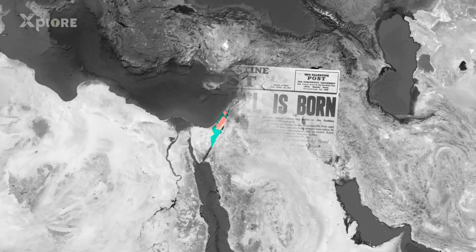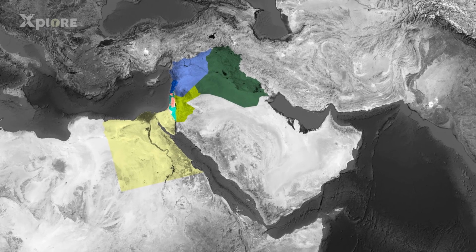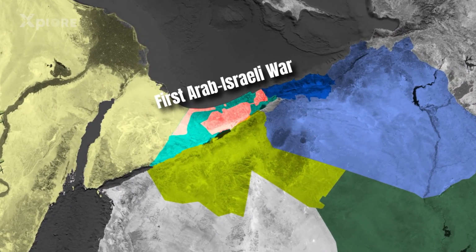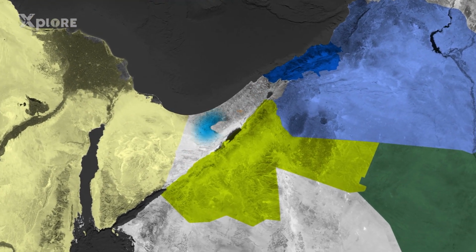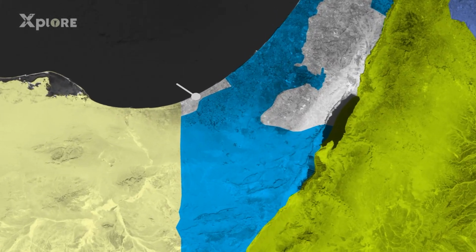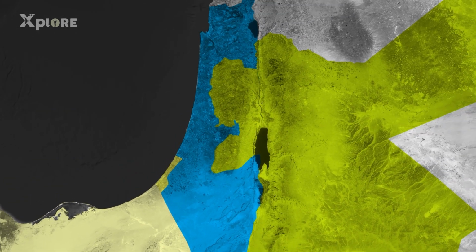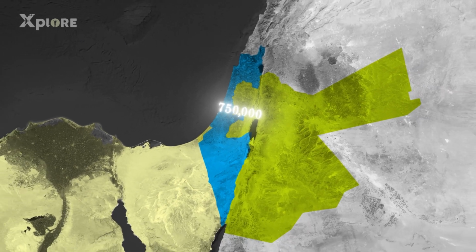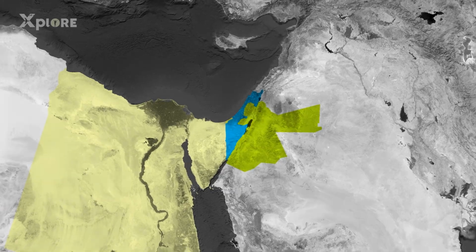The next day, neighboring Arab countries, Egypt, Jordan, Syria, Iraq, Lebanon, and Yemen, jointly attacked Israel. This war became known as the First Arab-Israeli War. It lasted nearly 10 months. Through this war, Israel expanded its territory beyond the UN-proposed boundaries. Meanwhile, Egypt took control of Gaza, and Jordan occupied the West Bank and the Muslim-majority eastern part of Jerusalem. During this war, around 750,000 Palestinians were displaced from their land and fled to neighboring Arab countries to save their lives.